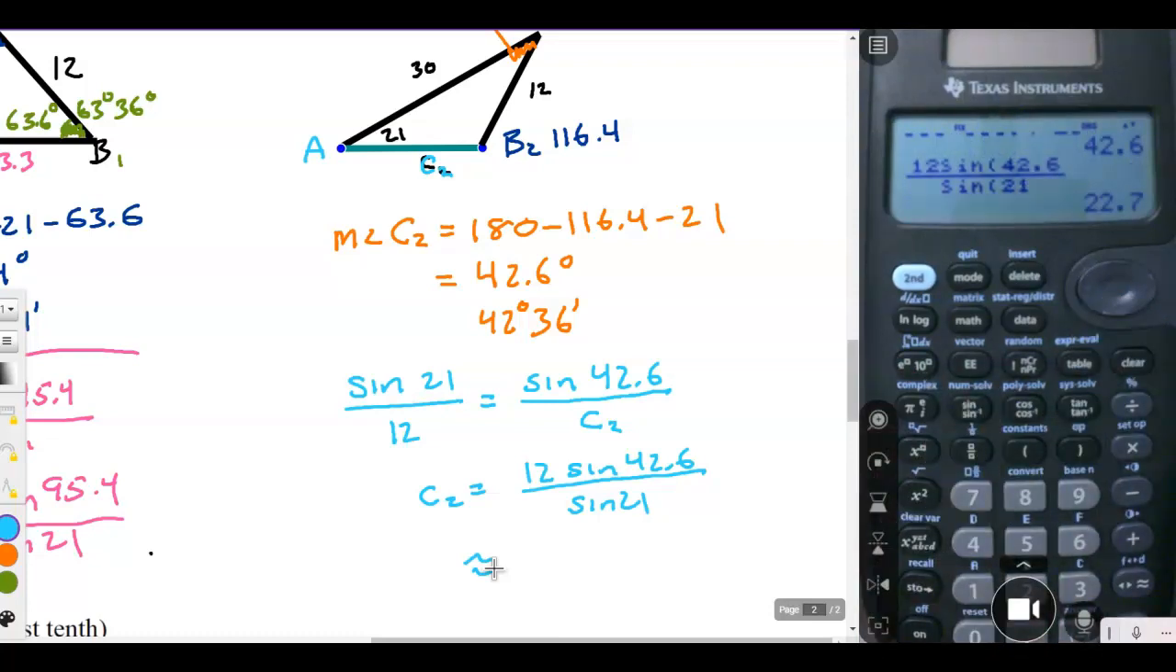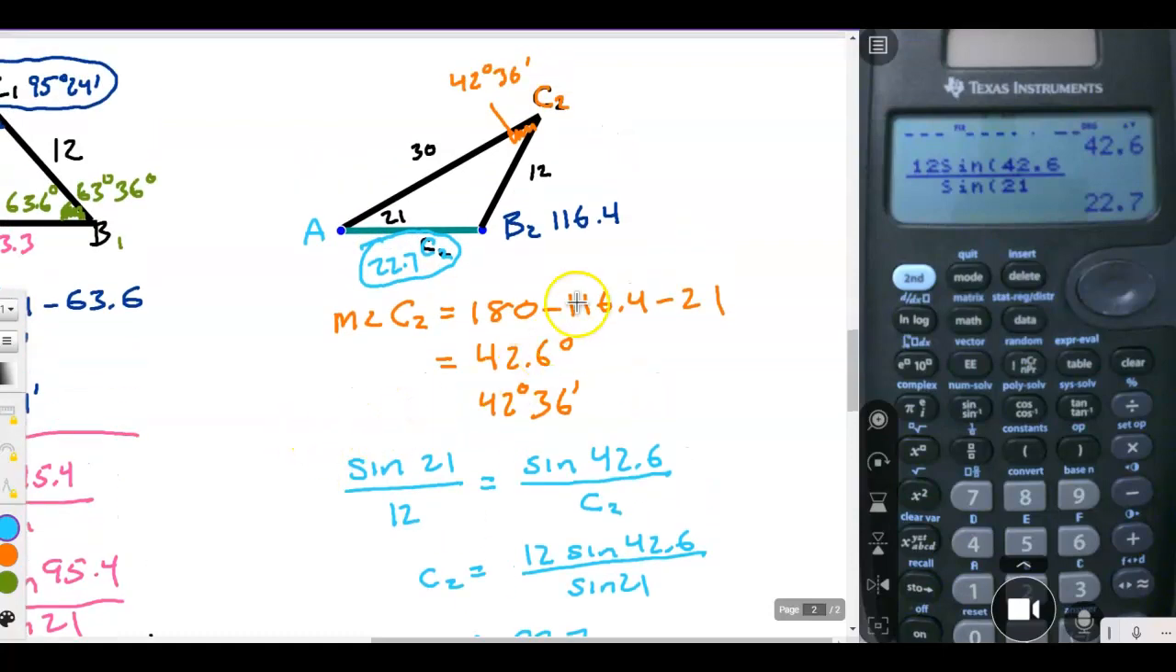Okay, and 22.7. Approximately 22.7. All right, so that gives us all those values for each triangle, both cases.